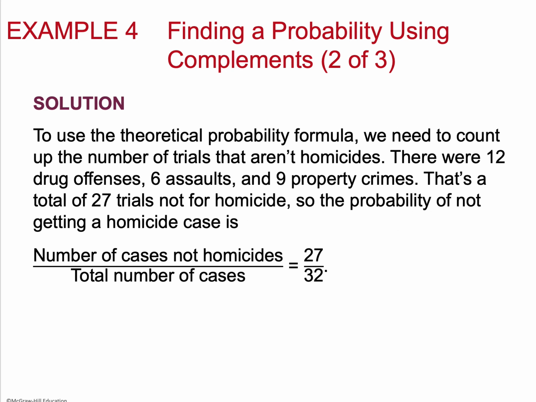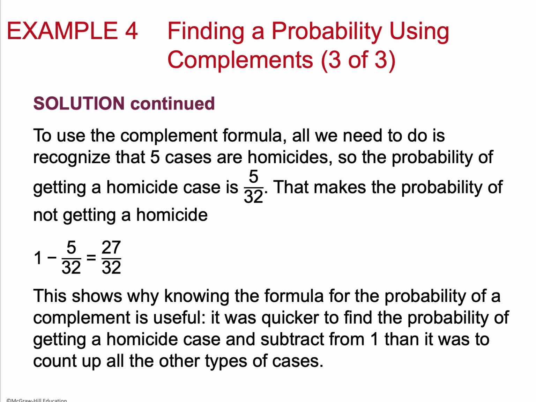So if I want to walk through the first way, I'm going to look at all the cases that are not a homicide. So I'm going to add those up. There's 12 drug, 6 assaults, and 9 property crimes. So that means 12 plus 6 plus 9 is 27. So there are 27 cases they could get assigned to that are not a homicide. Then there are 32 total cases. So finding the probability this way, I get 27 over 32.